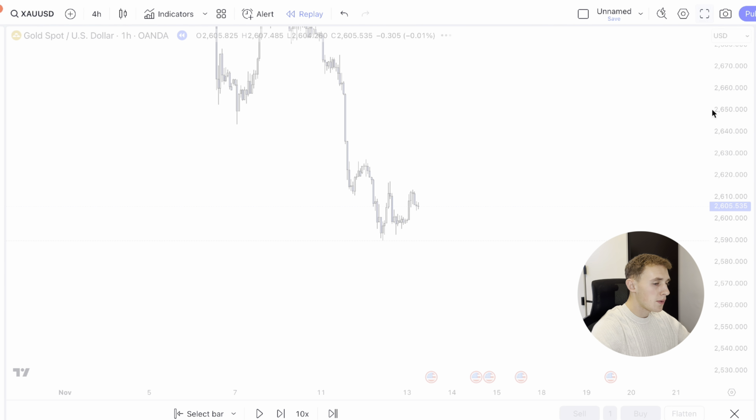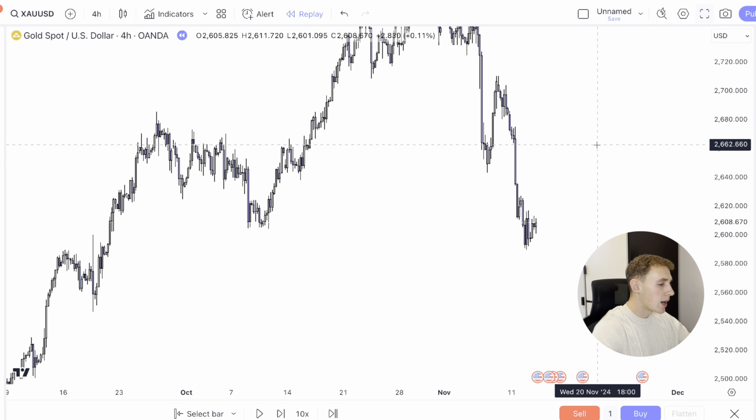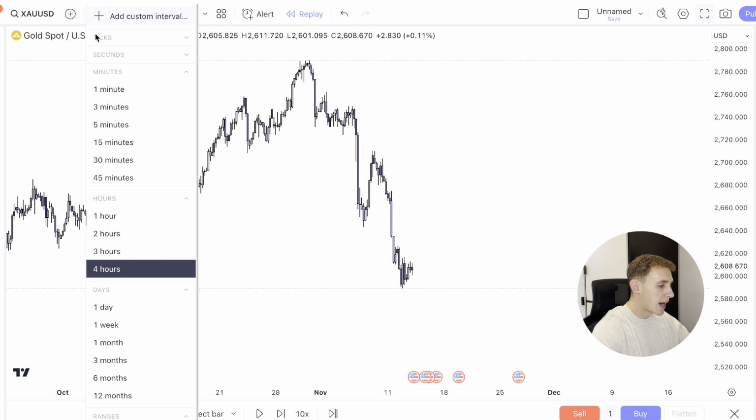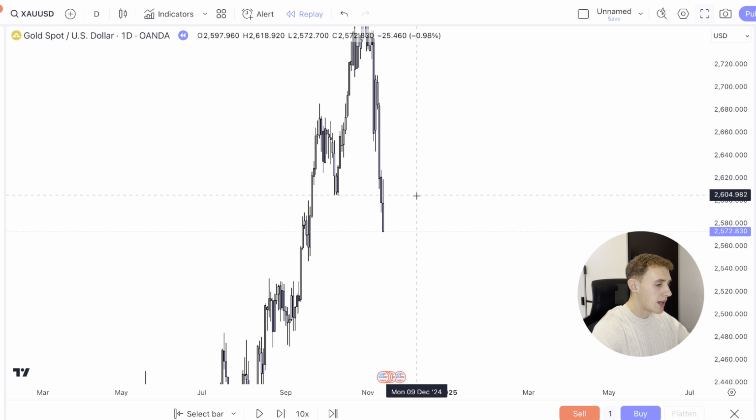So starting off on the 4-hour time frame, we can see that price was very clearly bearish. It was moving down with all of this momentum and was approaching daily lows down here as well, which I expected price to sell into.